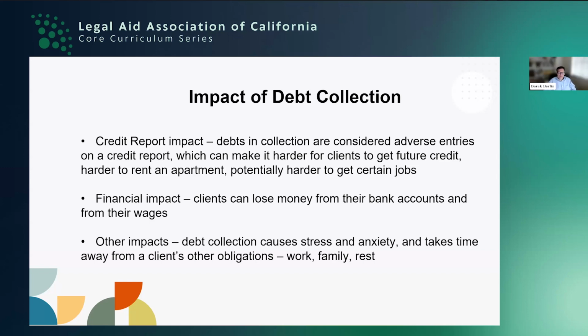Good addition. Thanks. So, impact on your credit report. Debts and collections are considered adverse entries on a credit report. And like it says, it can make it harder to get future credit, rent an apartment, and even sometimes jobs will look at your credit report. We'll get a little more into that with the Fair Credit Reporting Act because there are certain limits on what they can do, and they have to be true and accurate, things like that.